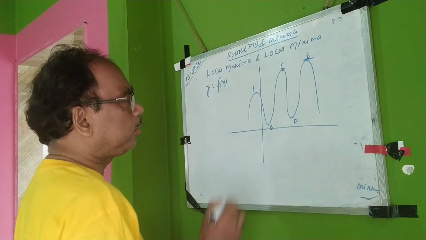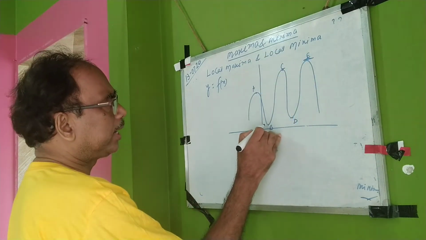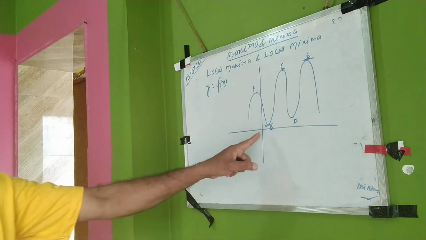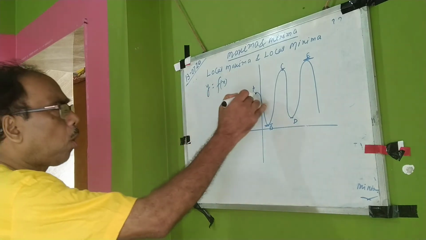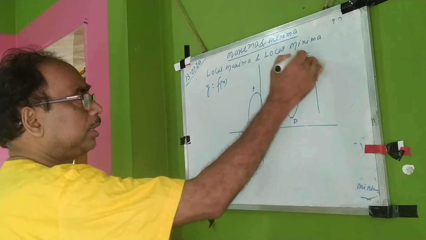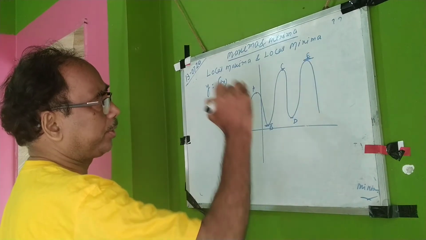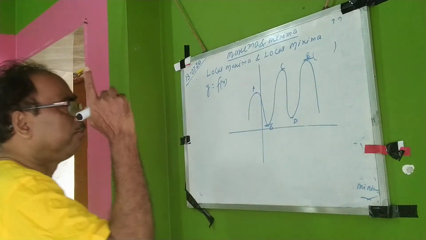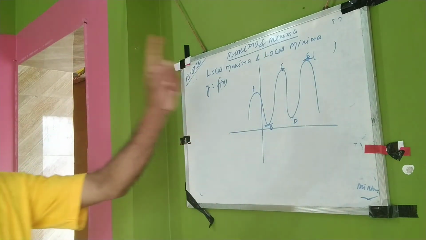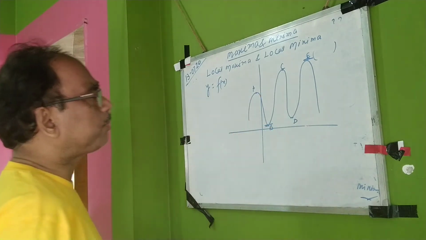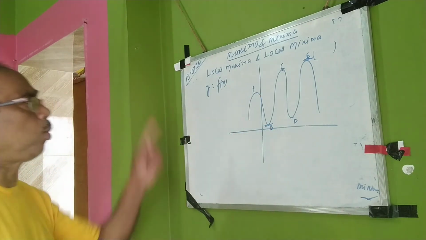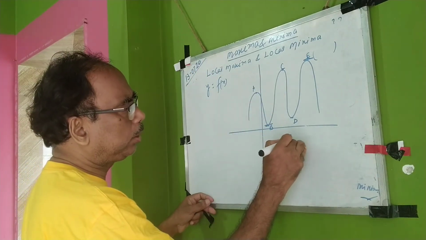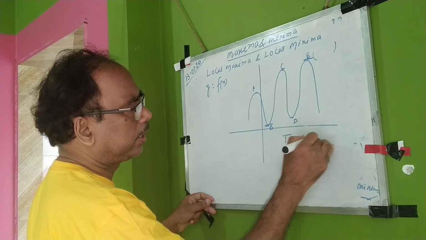Out of these, which is the maximum value? That is the absolute maximum value, and here this is the absolute minimum value. But all of these are local maxima and local minima. This is the maximum point, the extreme point, and this is the minimum point. At this point, the value of this function is the maximum value, and at this point, the value of this function is the minimum value. That's all about local maximum and local minimum. And these points are called turning points.